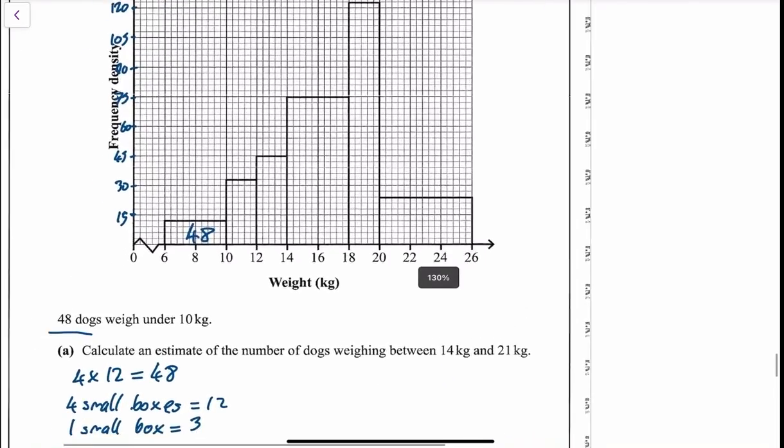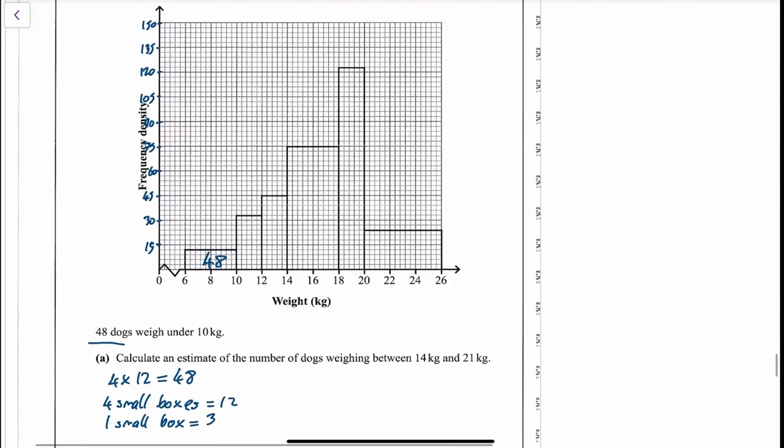So that's a tricky wee bit. We're now ready to do what they've asked us to do. It says calculate an estimate for the number of dogs weighing between 14 and 21. So what they want to get here is you need to find this area, and up to 21, so splitting this wee section in half. So that's really what you want to get. When you get them, mark them on your diagram, because you probably will need this later on.